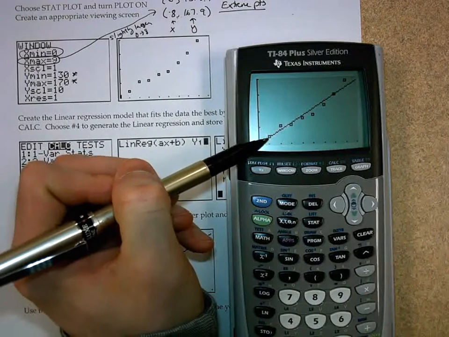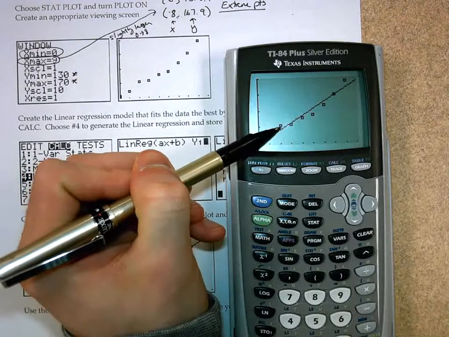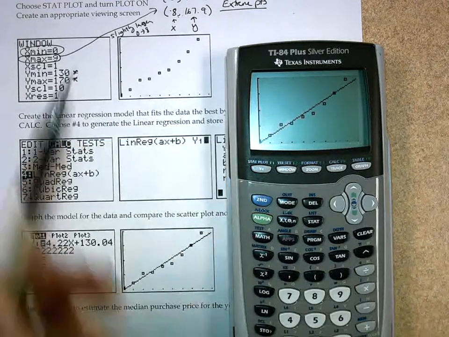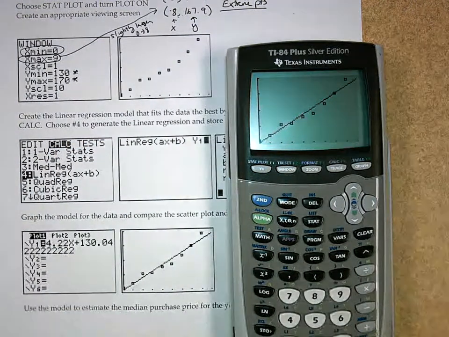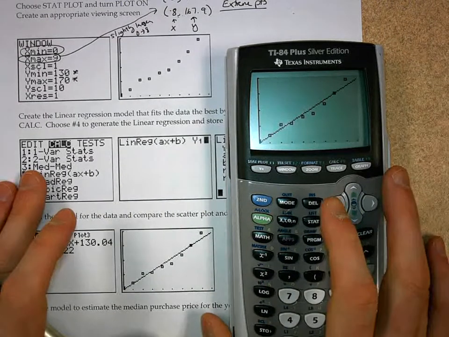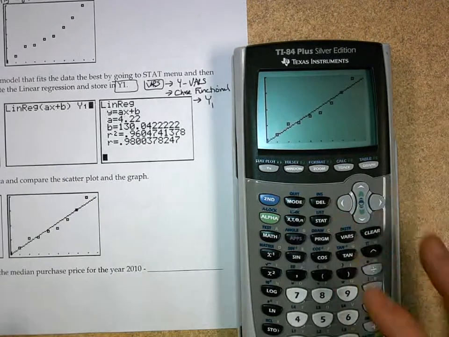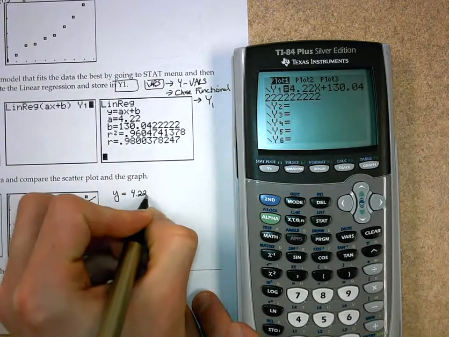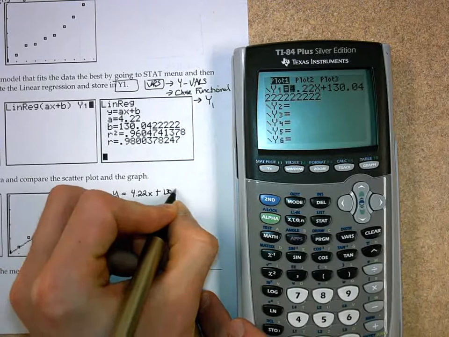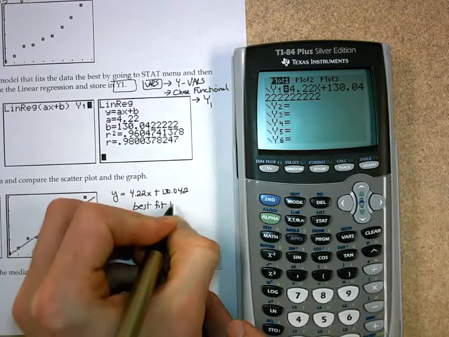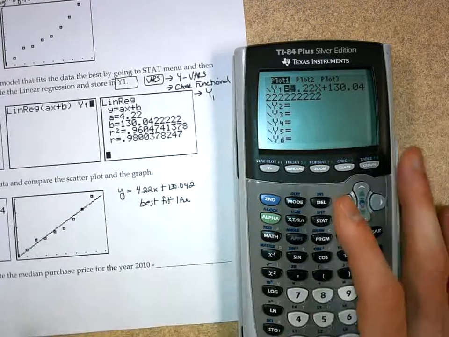But the way it finds the best fit line is it looks at the distance from the point to the line, the distance from this point to the line, the distance from this point to the line, and it's finding the smallest distance if it looks at the average of all those distances. So my graph here, if I look at the equation, it's y equals 4.22x plus 130.042. That is my best fit line.